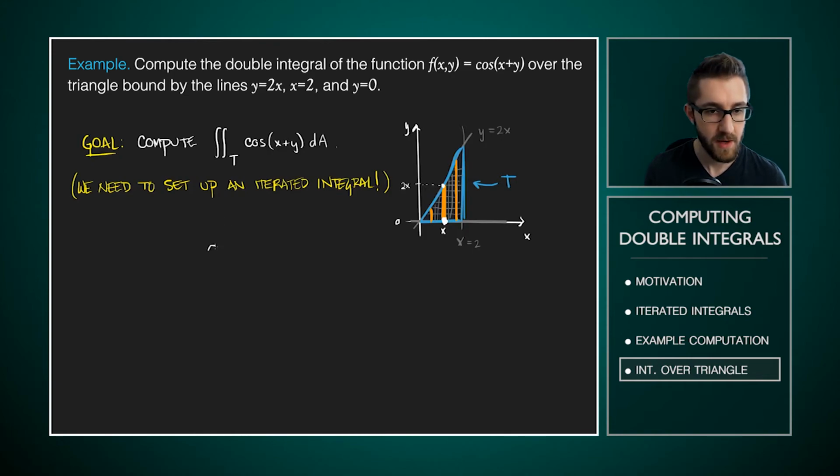So if I want to write that, I'll write an integral. This is going to be the integral with respect to y. y is going to go from 0 to 2x. The integrand is cosine of x plus y, dy.